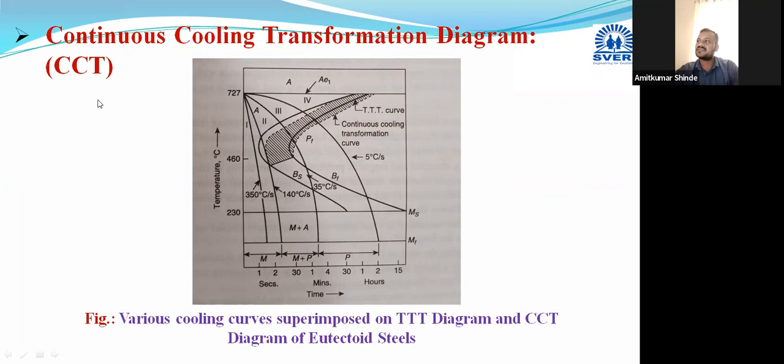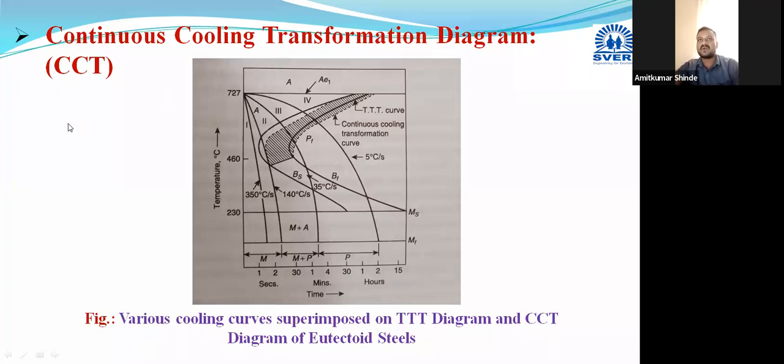Then initially I will collect one sample and cool it. Then after 30 minutes, some austenite will have transformed to another phase. That's why this curve is shifting towards the right side and towards the lower side. This is the answer for your question. I hope you got it.